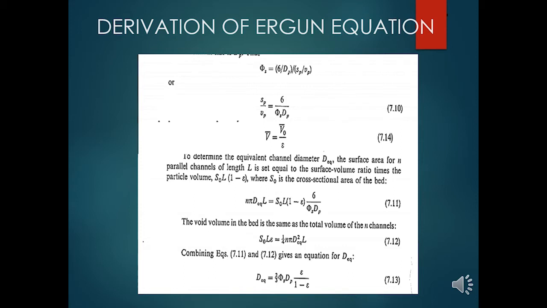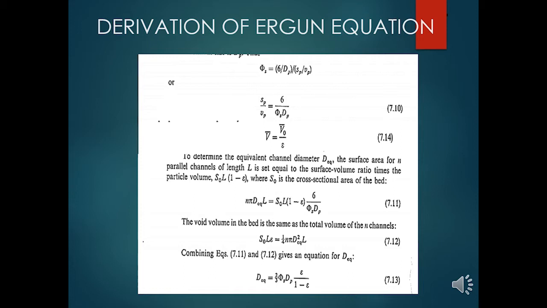So basically we have a term called sphericity. It is the measure of how close a given particle is to being a sphere. So the first line gives you the definition of sphericity, and from that we can find the surface volume ratio, that is Sp by Vp of a particle. It is given as 6 by Φs dp. That is the first step in the derivation of the Ergun equation.